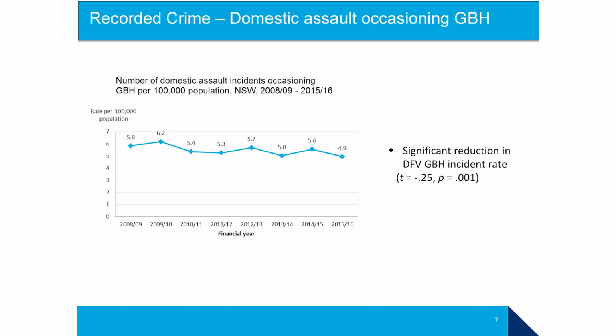But to confirm that even further, we looked at a particular type of assault, which is assaults occasioning grievous bodily harm. So these are the domestic assaults that are very serious in nature. They normally require hospitalisation, and because of the serious nature, they normally do get reported to the police. So they're less susceptible to changes in reporting rates over time. And again, when we tested this data, we found a reduction in incidents.